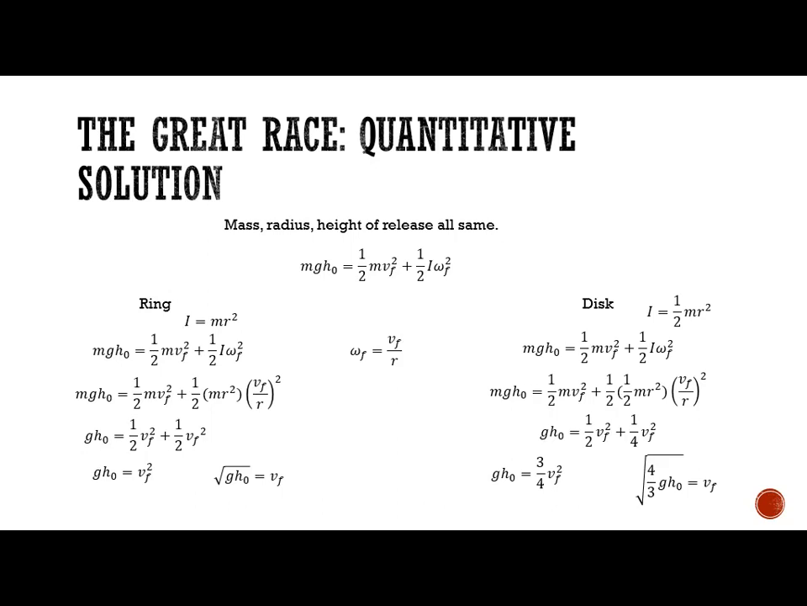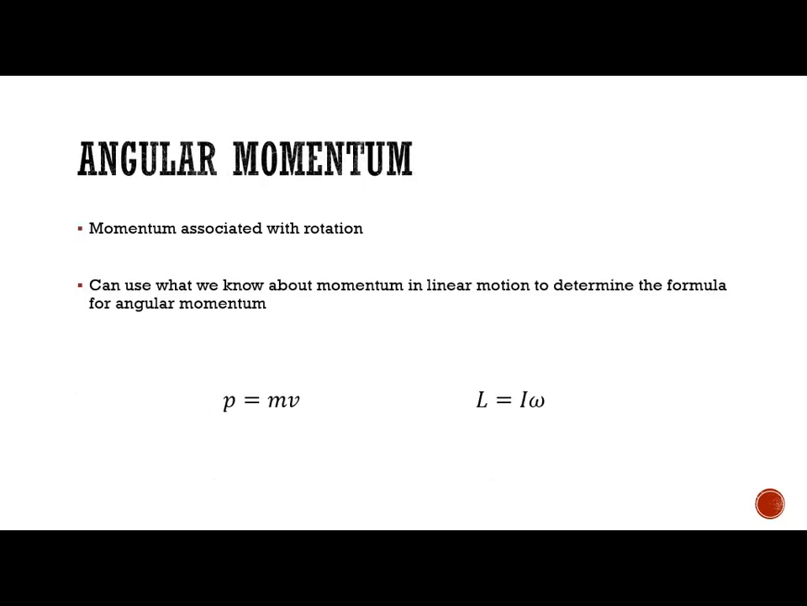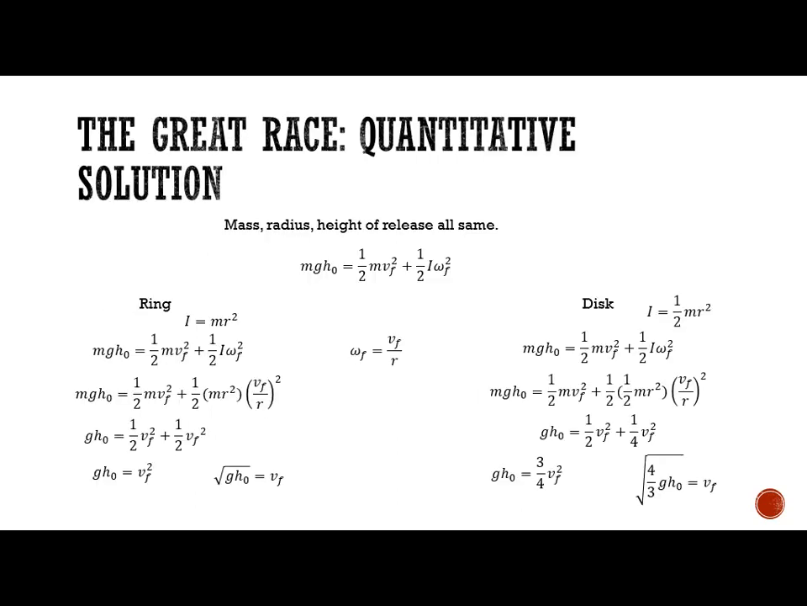And so if we calculated v final, what you would see is that the final velocity for the disk is sure enough larger than the final velocity for the ring. This would imply that the disk had to have a greater acceleration down the track and therefore would end up at the bottom of the track first. So this is the quantitative solution to the Great Race.